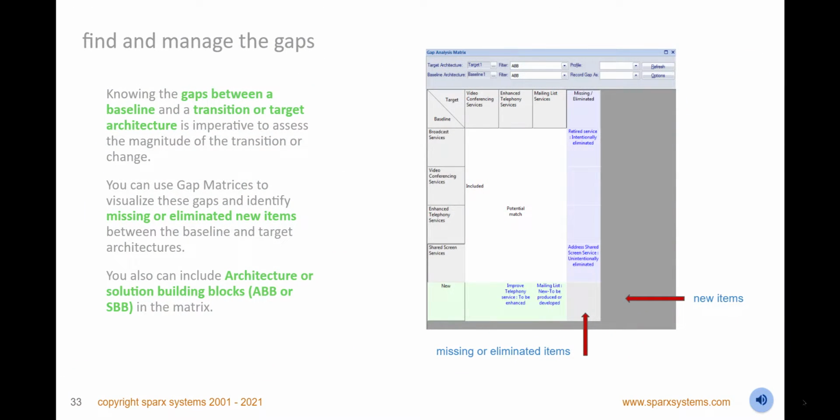Find and manage the gaps between baseline and transition or target architectures, and use these to assess the size of the transition or change. Use Enterprise Architect's gap matrices to visualize missing, eliminated, or new items between any two architectures. Use architecture or solution building blocks in the matrix to understand the change from an abstract or solution viewpoint, and include these in web views or publications generated directly from the model.